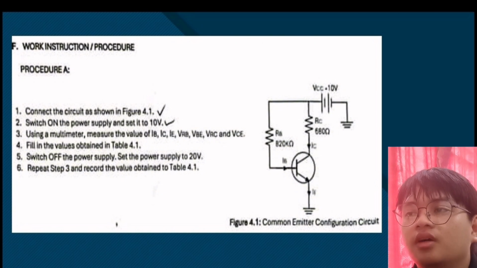in table 4.1. VCC equal to 10 volt is connected in series with RC, which has the value of 680 ohm. RC is connected to IC, and you have RB here with the value of 820k ohm, and RB is connected to IB. You can see here IE is connected to ground.